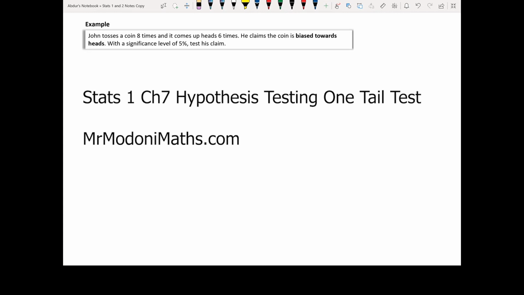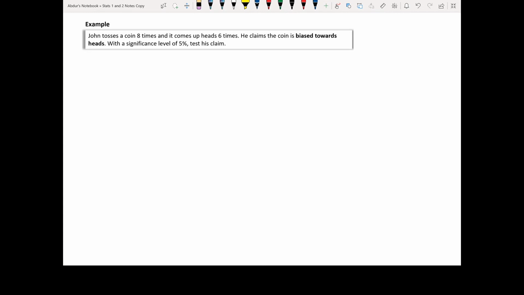In this example, we're going to look at how to apply hypothesis testing, in particular the one-tail hypothesis test. So the question reads, John tosses a coin 8 times and it comes up heads 6 times. He claims the coin is biased towards heads, with a significance level of 5%, test his claim.